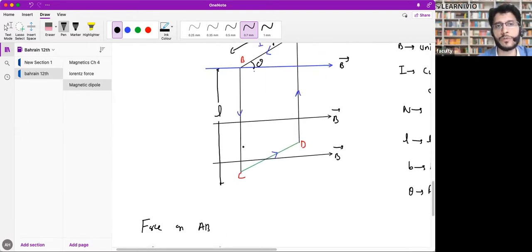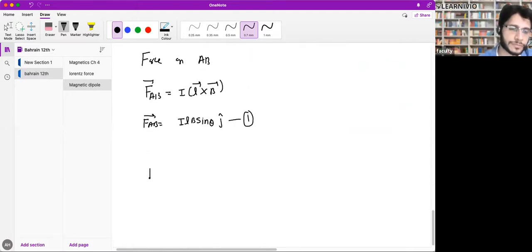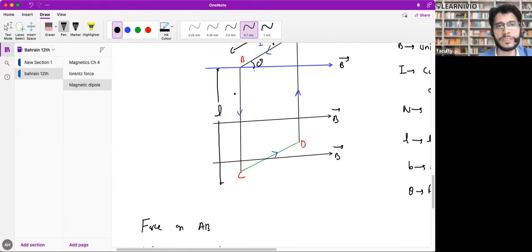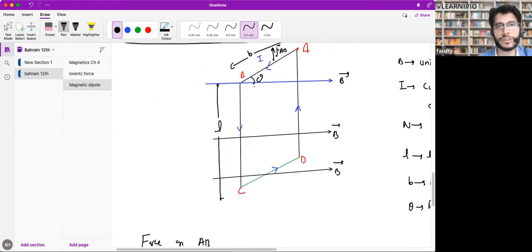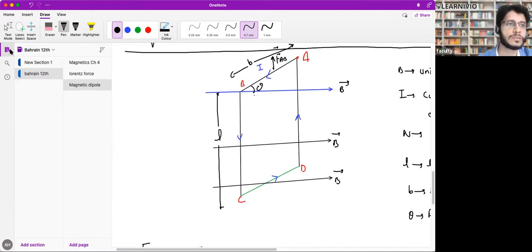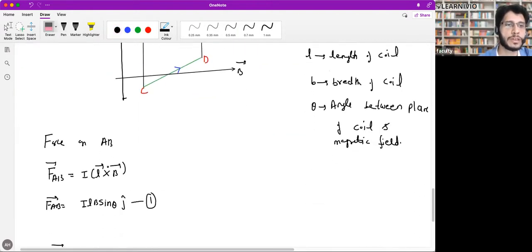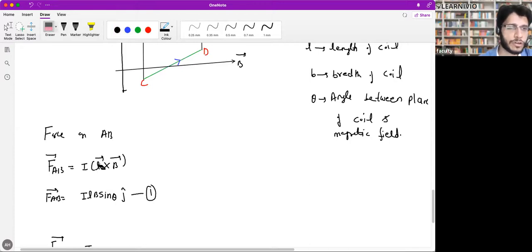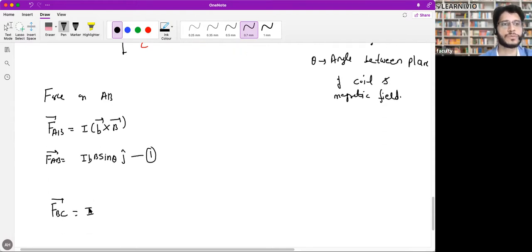Similarly, we can calculate the force on this BC section. FBC is I, but the length of the BC section, sorry, it's not L. Sorry. The length of section AB is B. So I should write B here, not L. It's B. FBC will be I L cross B.